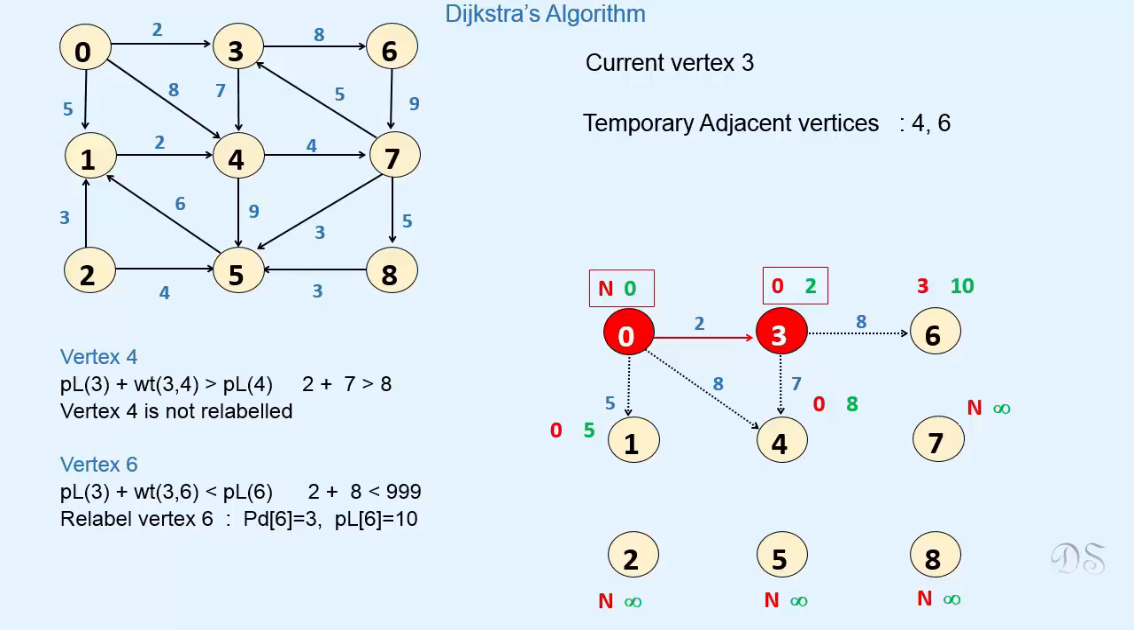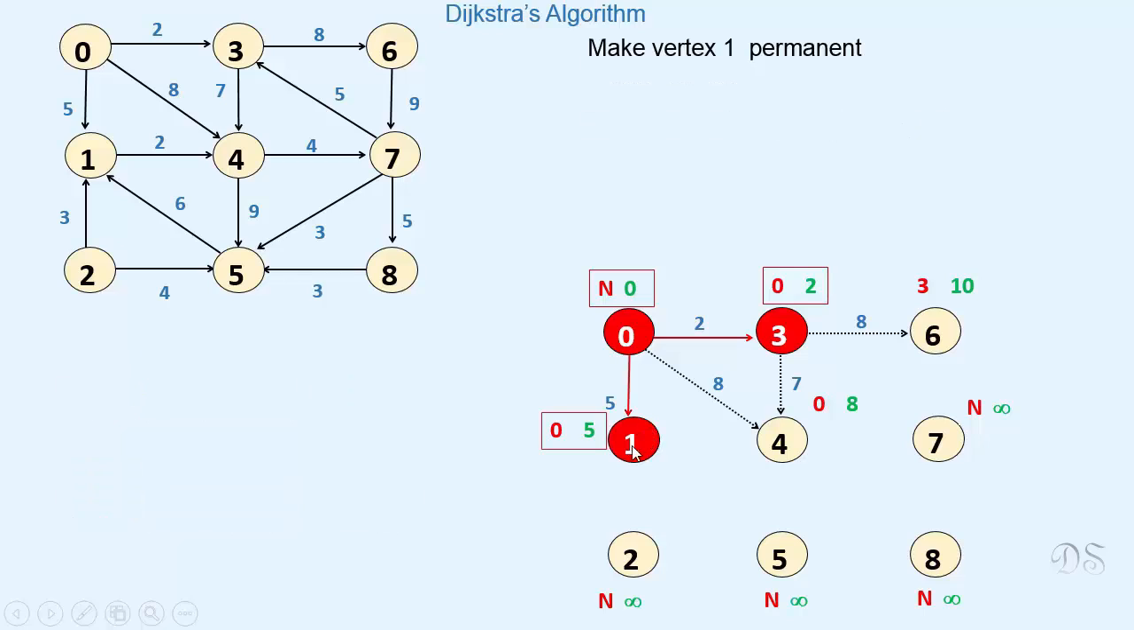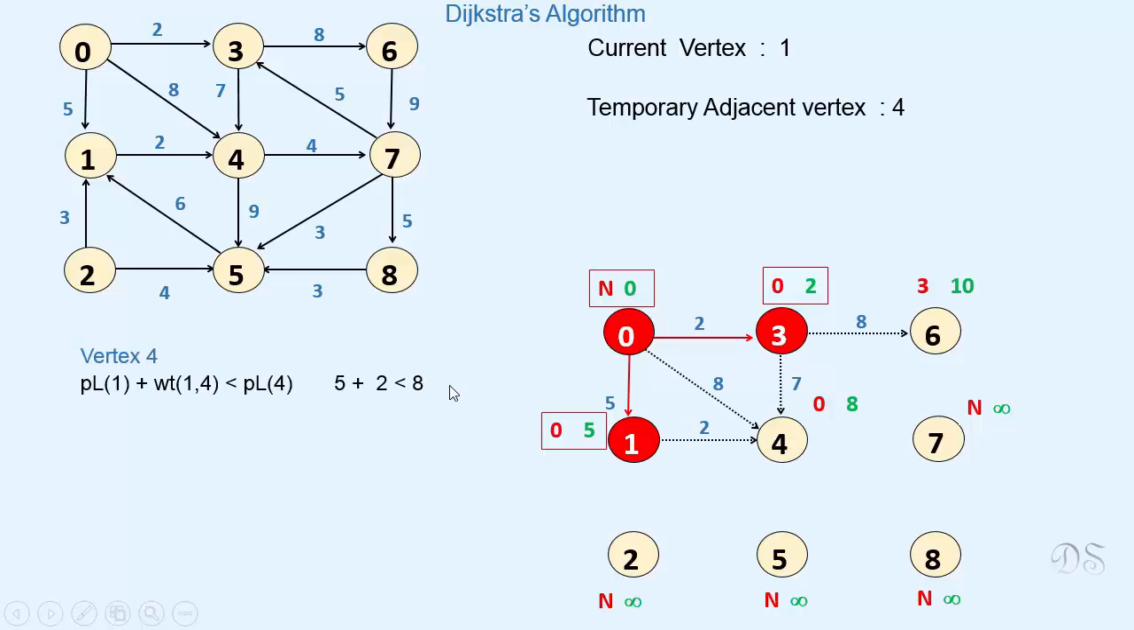Now from all the temporary vertices, this vertex 1 has a minimum path length. So we'll make it permanent. Now this vertex 1 is our current vertex. We have to examine all the vertices that are adjacent to vertex 1 and are temporary. There is only one vertex adjacent to vertex 1 and it is temporary. So we'll examine this vertex 4.